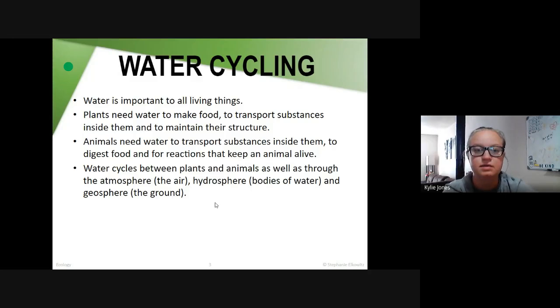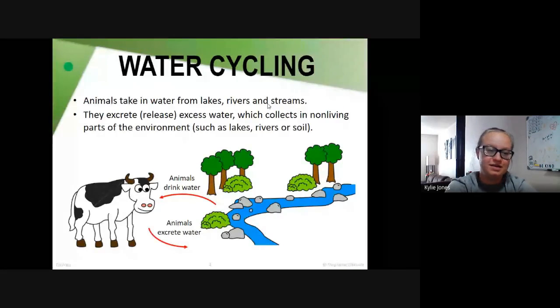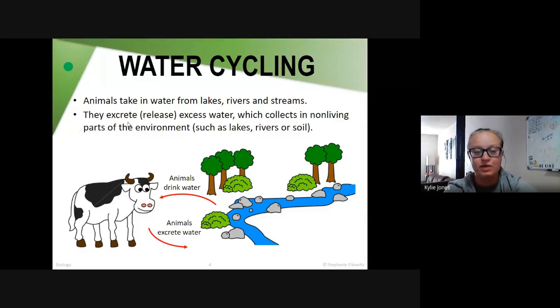Alrighty, next cycle, still water. The next part of the water cycle, animals take in water from lakes and rivers and streams. So they drink. They drink the water. Then they excrete or release the waste, like poop and pee. They excrete the excess water, so the extra water, which then collects in the non-living part of the environment, such as the lakes, the rivers, and the soil.